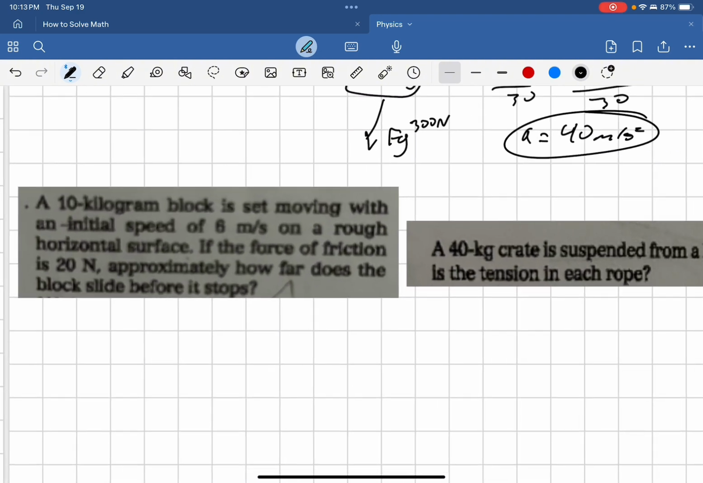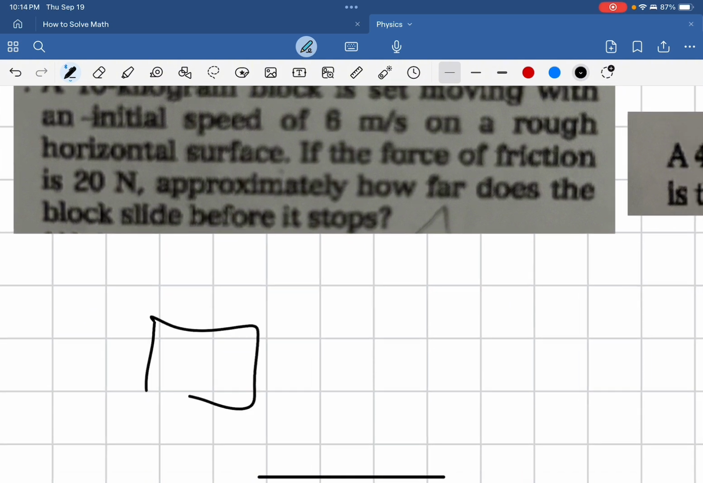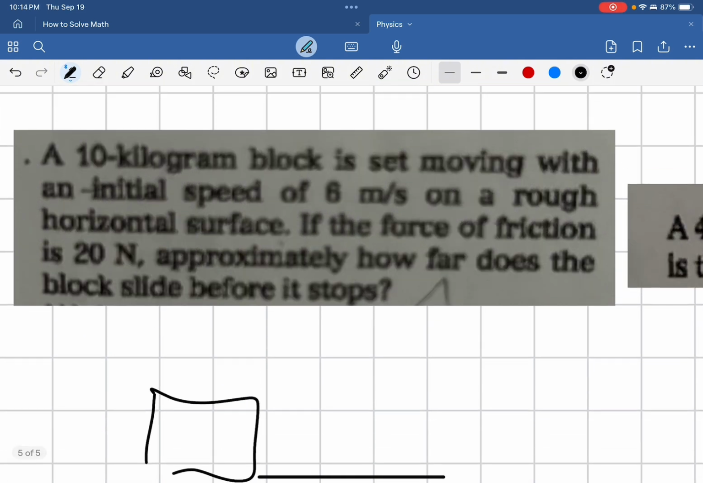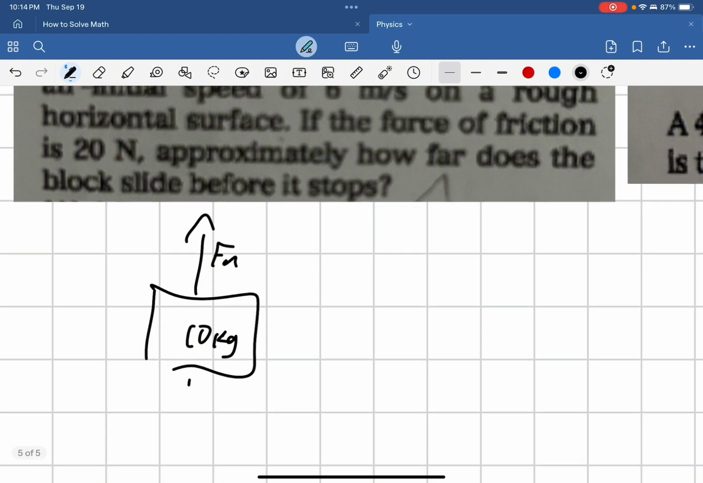Easy. A 10 kilogram block is set moving with an initial speed of 6 meters per second on a rough horizontal surface. If the force of friction is 20 newtons, approximately how far does the block slide before it stops? Okay. Here we have 10 kg, and we know it has a normal force and a force of gravity. So sorry, it has a force of weight.